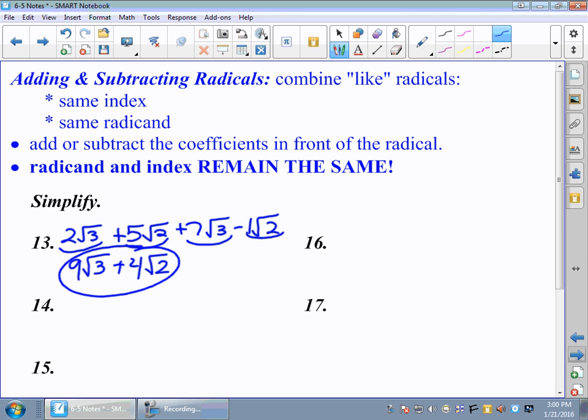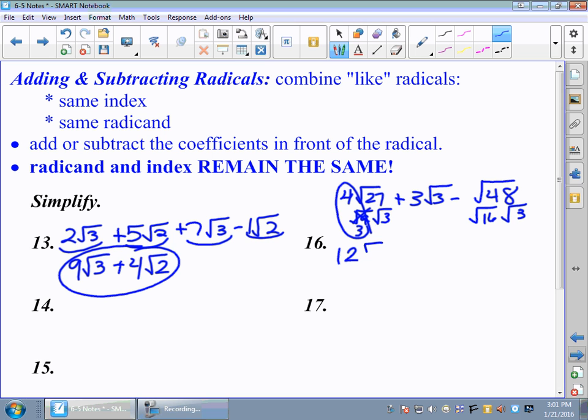Another one, let's do 4 root 27 plus 3 root 3 minus root 48. Can't do anything right now, but 27 and 48 both have perfects living inside them. So 27 becomes 9 and 3, and 48 becomes 16 and 3. And so now you can see some root 3s. The square root of 9 becomes 3. 4 and 3 make 12, so 12 root 3 plus 3 root 3. And then the 16 becomes a 4, so minus 4 root 3. So you end up with 11 root 3 when it's all said and done. Okay?